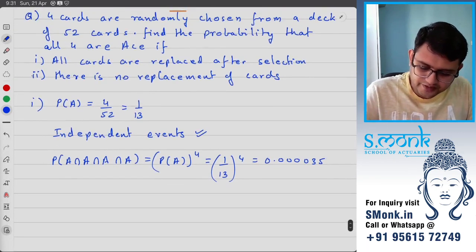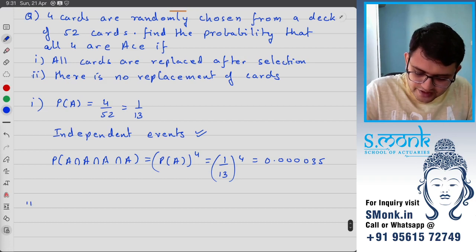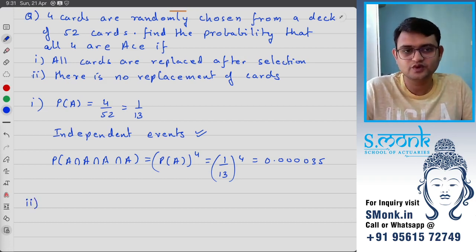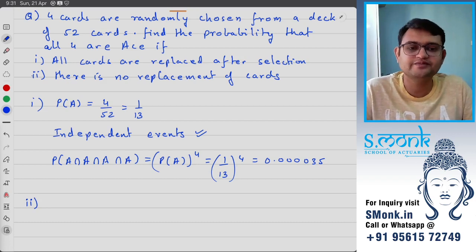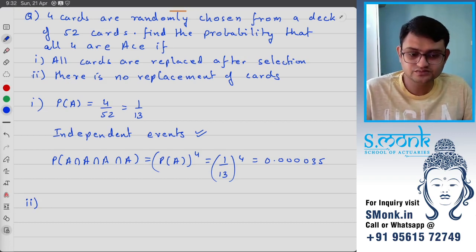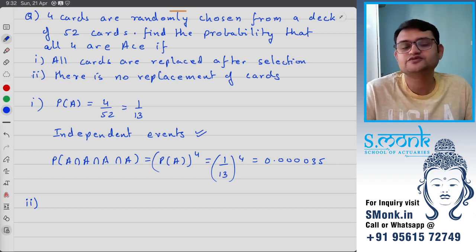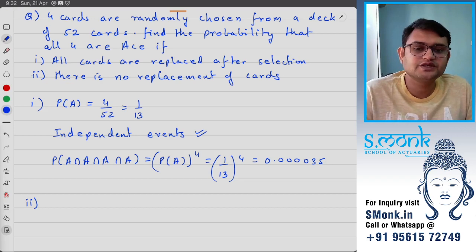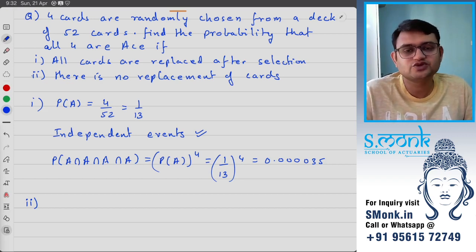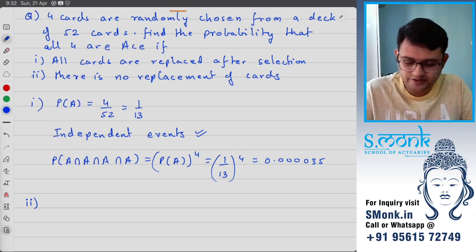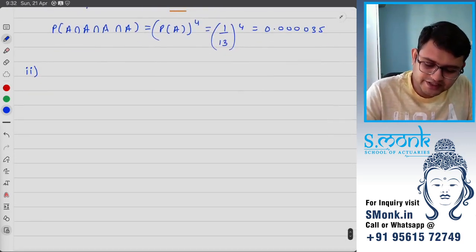Now the second part. Now when we say that there is no replacement possible. Okay, so we are selecting 4 cards randomly and there is no replacement of cards. Now there are 2 main methods of solving these type of sums when replacement is not possible. First I'll show you the longer method, then I'll show you the smaller method. The first method is called a tree diagram.